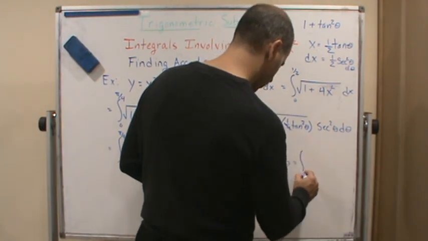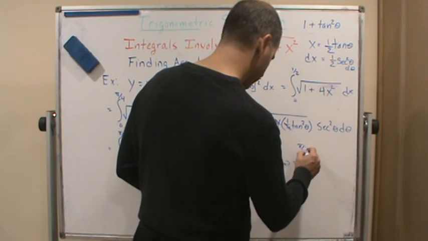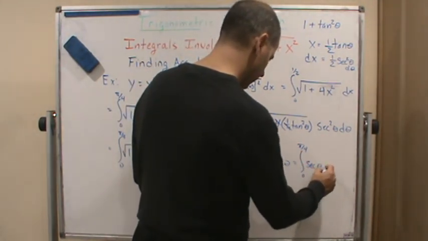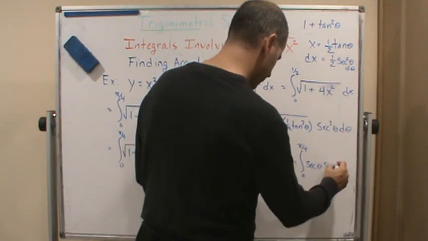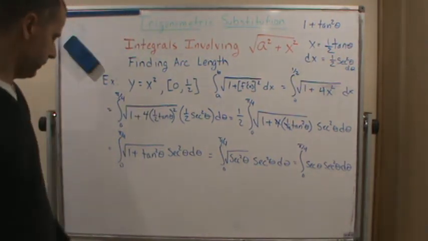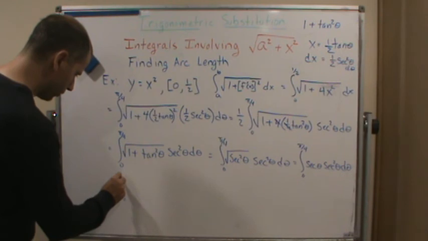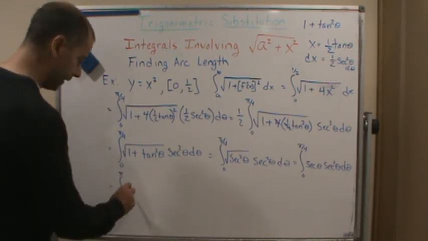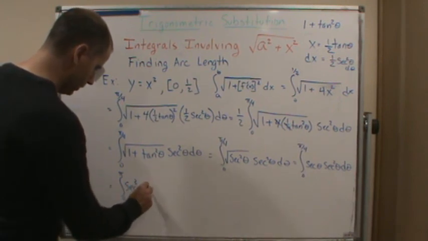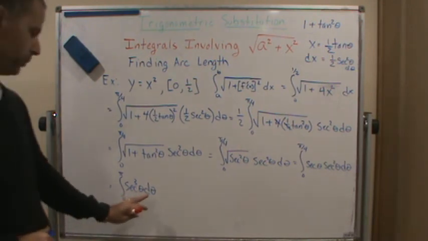So we're going to get the integral from 0 to pi over 4 of secant theta times secant squared theta d theta, and of course we get our result, the integral of secant cubed theta d theta. Now, I'm not going to do this whole thing. We already did this in a previous video.